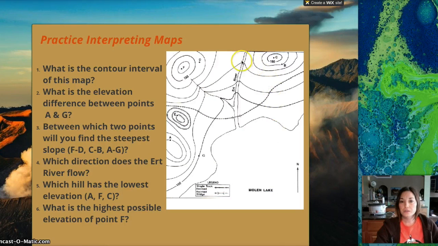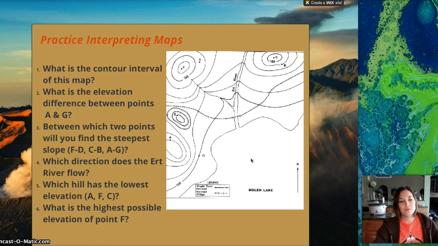Well, here's the River right here, and it's flowing through the valleys in the contour line. You can see the V shapes in the contour line, and the river is going to flow through the wider part of the V. So the River is flowing south through the valley until it meets the lake here, Mullen Lake. It's running off into the lake.